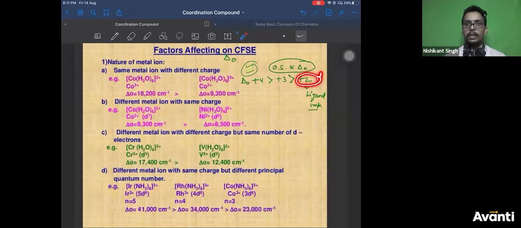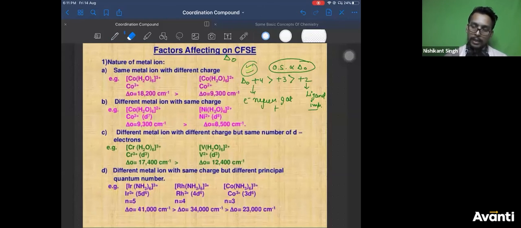Ligand is important here. So in +2, if the ligand is strong, electrons go to T2G and pair in T2G. If the ligand is weak, electrons go to EG. As delta O increases, the probability of T2G pairing increases. In +4, electrons never go to EG, meaning you will always get a low spin complex.